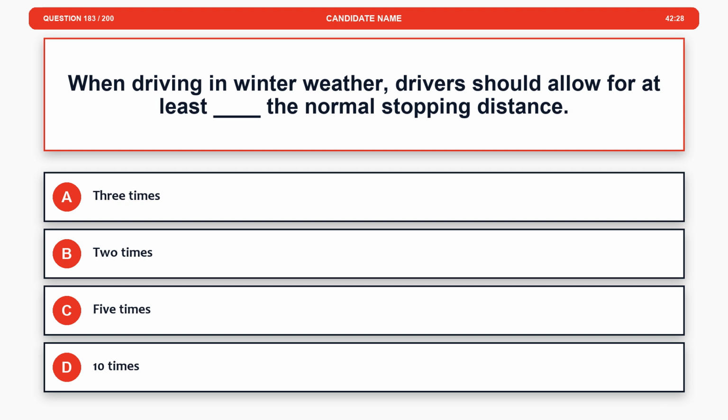Question 183. When driving in winter weather, drivers should allow for at least blank the normal stopping distance. Option A, 3 times. Option B, 2 times. Option C, 5 times. Option D, 10 times.